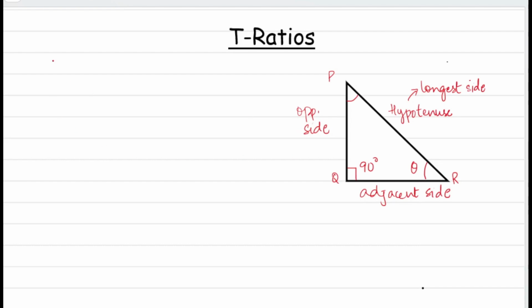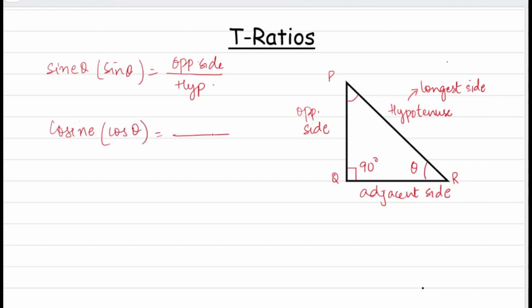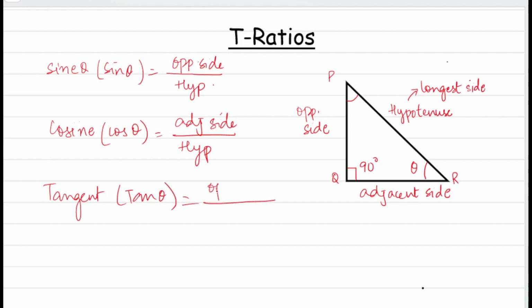All right. Now, with respect to angle theta, my trigonometric ratios will be: first, sine of theta, written as sin theta, which is the ratio of opposite side to the hypotenuse. My next ratio was cosine of theta, which I can write as cos theta, which is the ratio of adjacent side to the hypotenuse. And my third ratio is tangent of theta, also written as tan theta, which is the ratio of opposite side to the adjacent side.